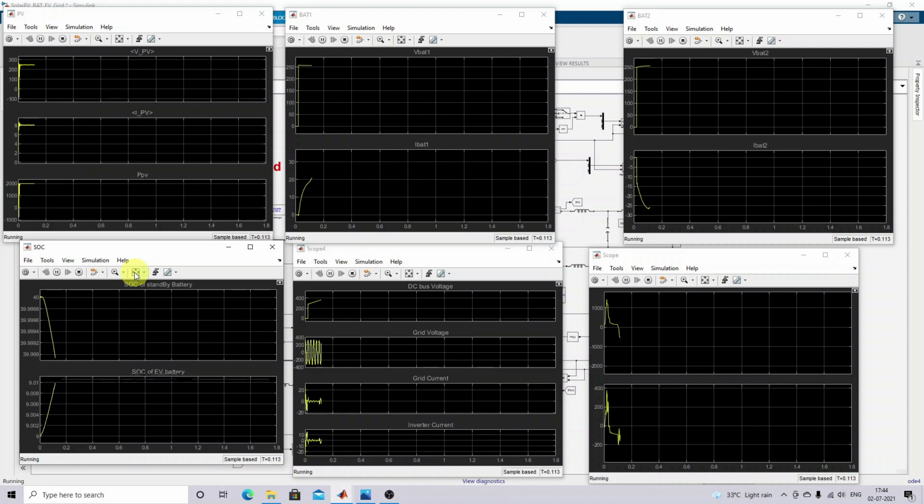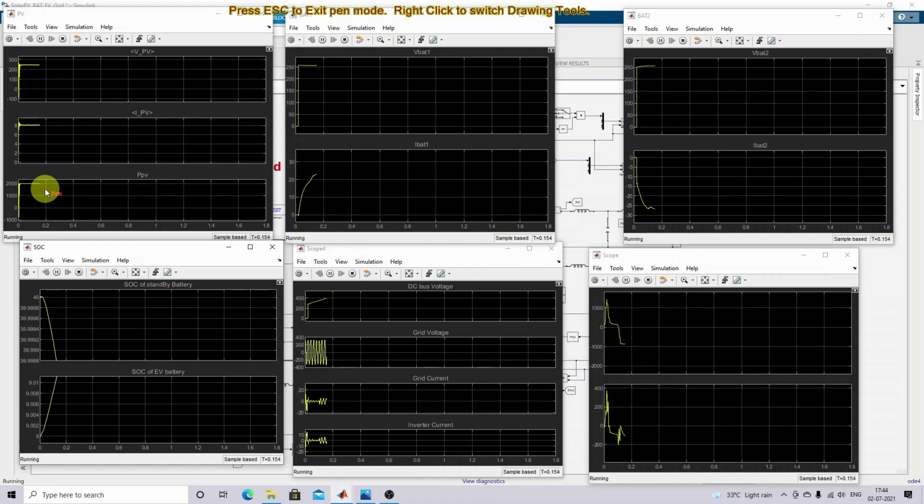Now we can see that the PV power is 2000, under the same condition, if we change according to the radiation. The battery current of the stationary battery is positive, which means it is in discharging mode. Here you can see that the EV battery current is negative, which means it is in charging mode. The power is minus 900, which means the solar PV battery is going to supply the power to the grid.